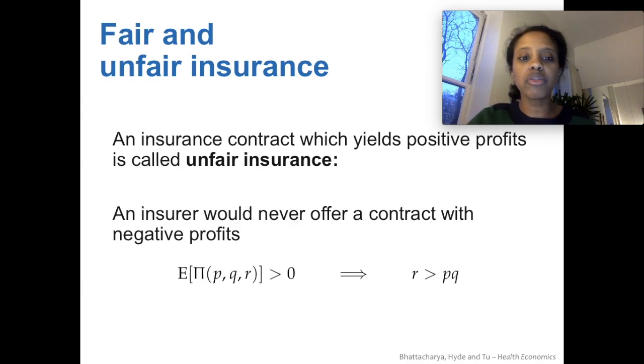It's also possible that you could have unfair insurance that yields positive profits for the insurance company, but they will never have negative profits. So unfair insurance is when the insurance company gets a positive profit, meaning that they're taking in more in premiums R than they're expected to pay out in P times Q.